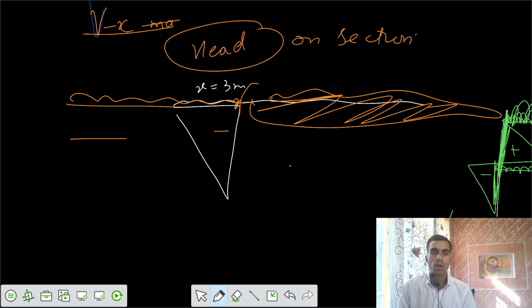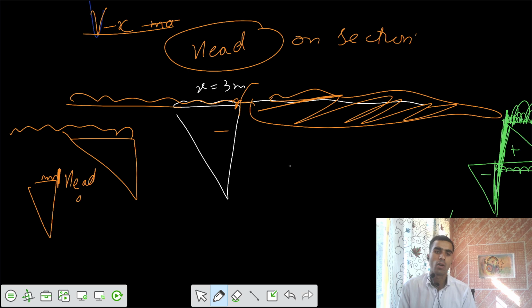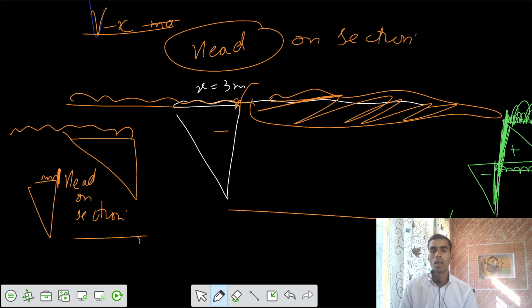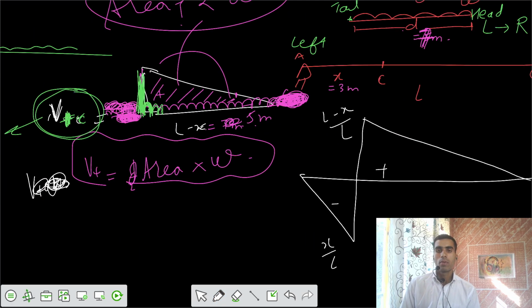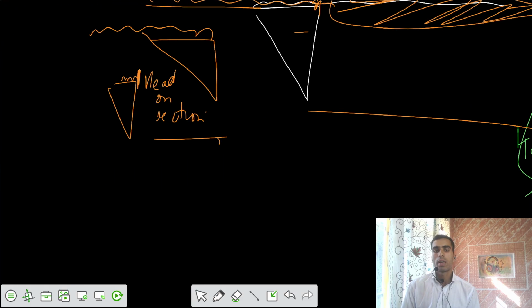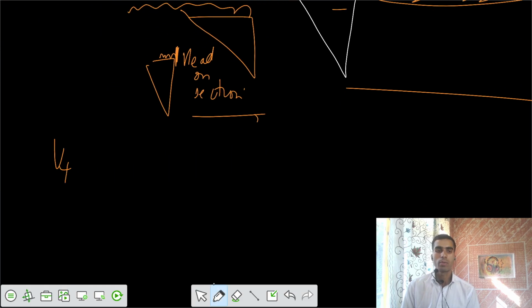So the rest of that part can be outside that beam also. So in this fashion you can have it, or if the length is lesser, you can have only this smaller part. But you have to ensure that the head is on the section. You don't have to go out of that.